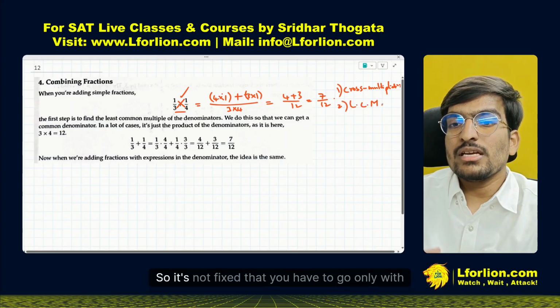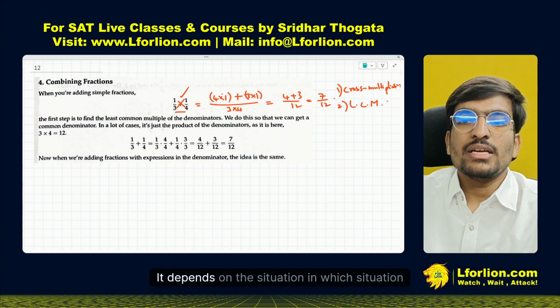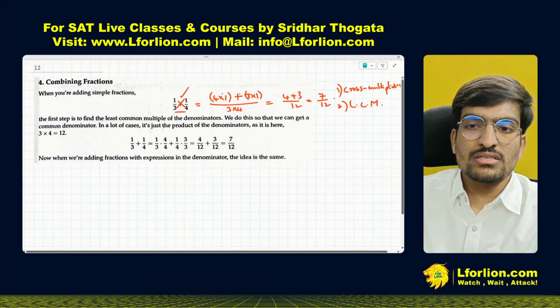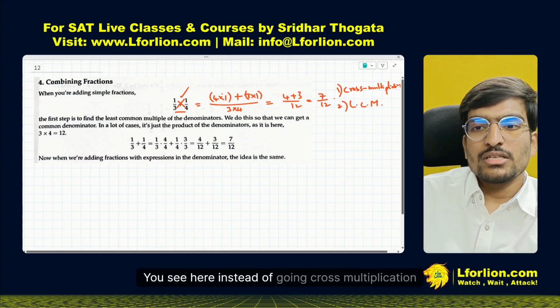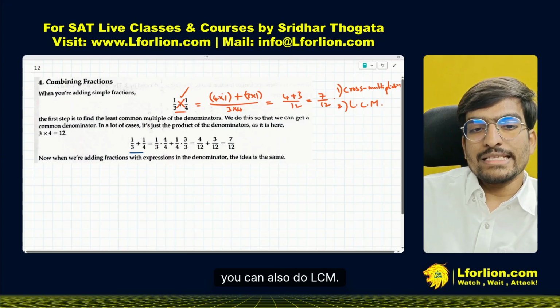So it's not fixed that you have to go only with cross multiplication or only with LCM. It depends on the situation, in which situation gives the faster and quicker result, you have to go with that. You see here, instead of cross multiplication, you can also do LCM. How can you do LCM?